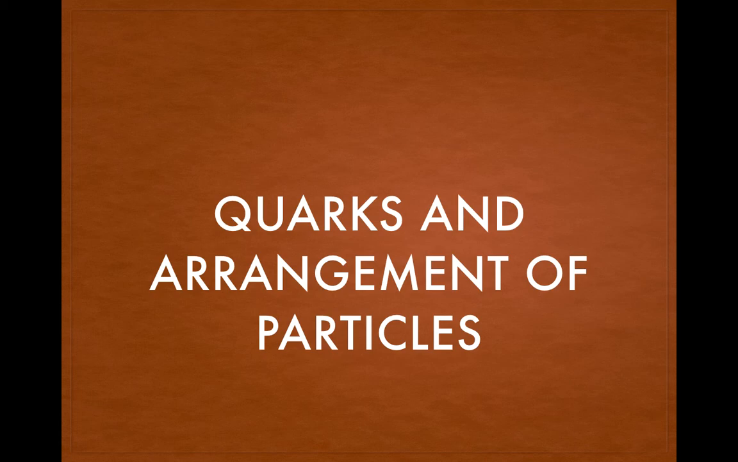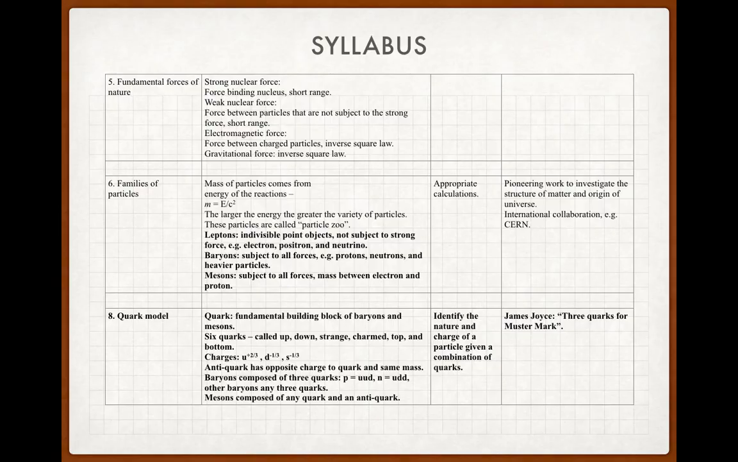What they suggested is that there are more fundamental particles than the proton and neutron that make up matter. To date, we believe that there are 6 quarks and 6 corresponding antiquarks to go with the arrangement of leptons and charge carriers. So let's have a look at the syllabus then. We're on number 8 there. We're looking at quarks as the building blocks of baryons and mesons.